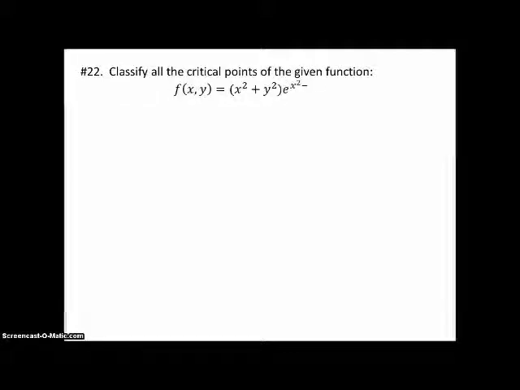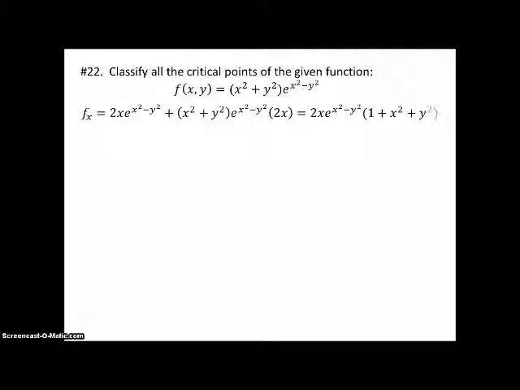Number 22, classify all the critical points of the given function f(x, y) equals this quantity. Now, I chose this one because it's much more complicated during the computations, but the idea is all the same. So we need the partial derivative with respect to x using the product rule, and then we can factor some things out, and it's clear that this will only be 0 if x is equal to 0.